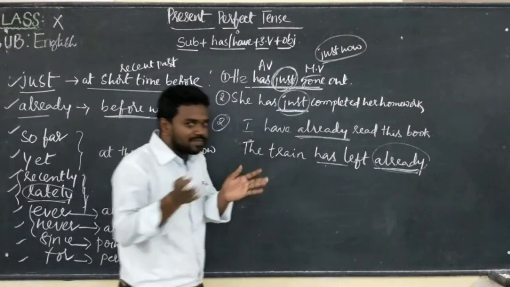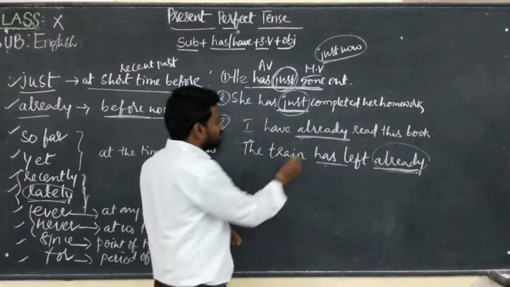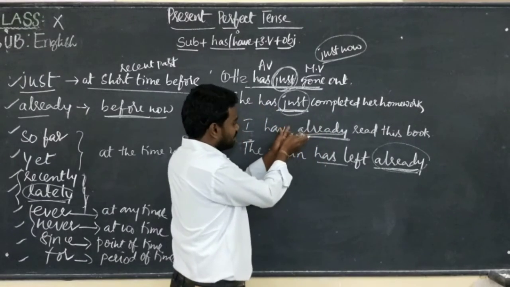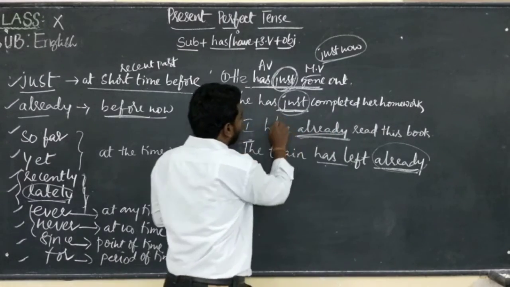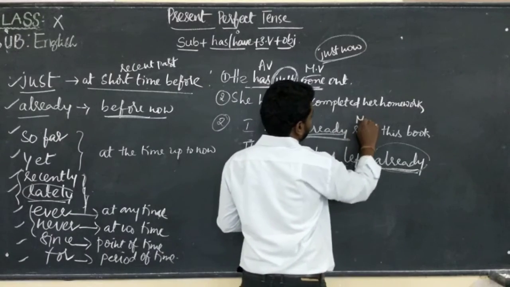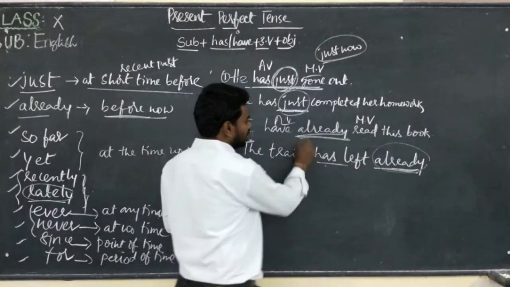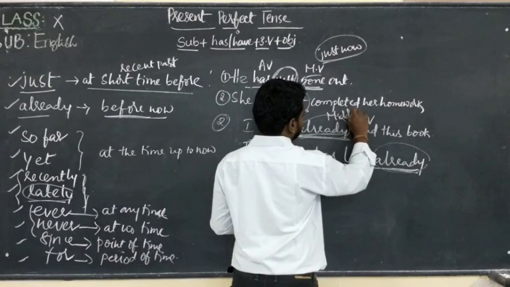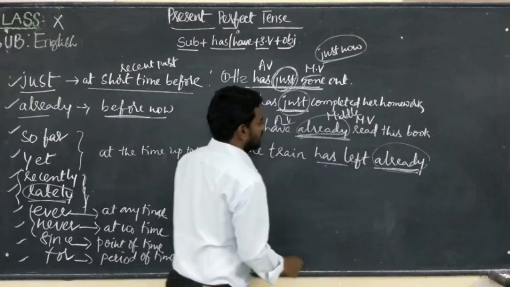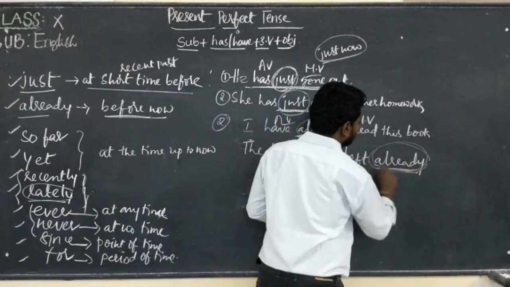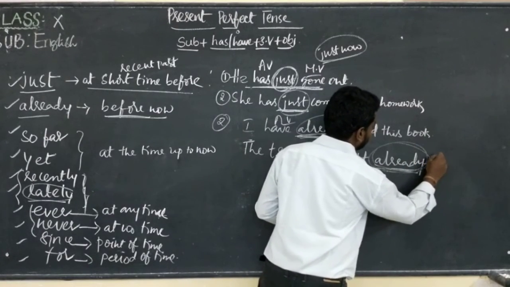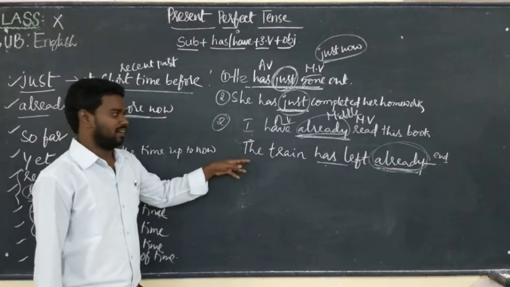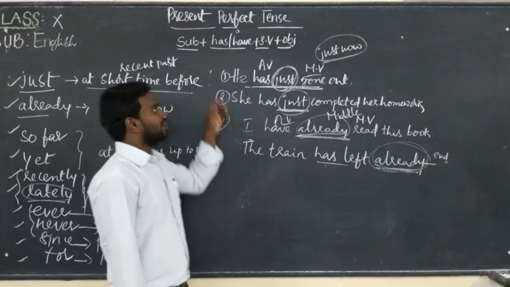Now you see the placement of already. Here, already is placed between the auxiliary verb and the main verb, the middle position. Here I placed it at the end position. So we can place it both in the middle and at the end.